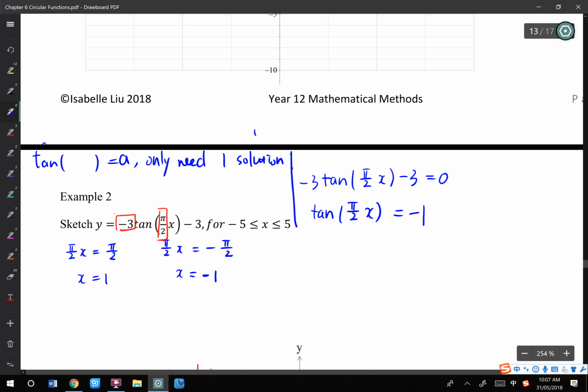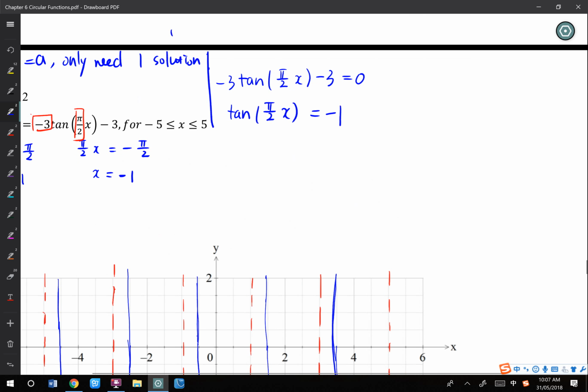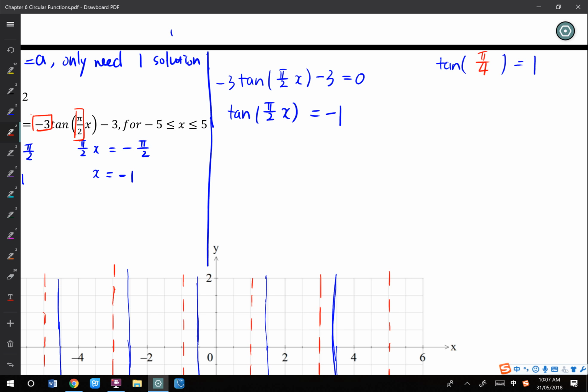You don't need to solve for two like for sine and cosine. It's much easier compared to sine and cosine. Now what I want to think about is, tangent what equals 1? What will give you the ratio 1? We know tangent π/4 gives the ratio 1. But I need -1, so the negative, you need to decide the correct domain for that.